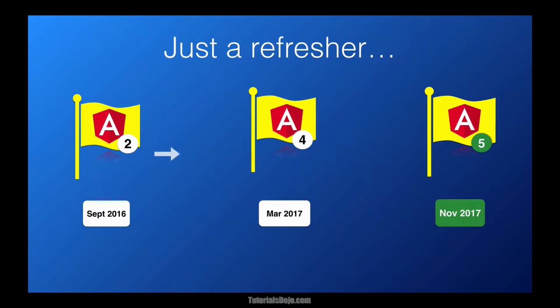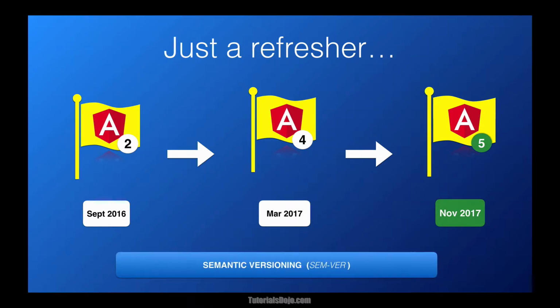But before we discuss these changes, we have to be reminded about a thing called SemVer or Semantic Versioning. Since the Angular framework is using Semantic Versioning, the major version will always be incremented if there are any changes that break the current API.